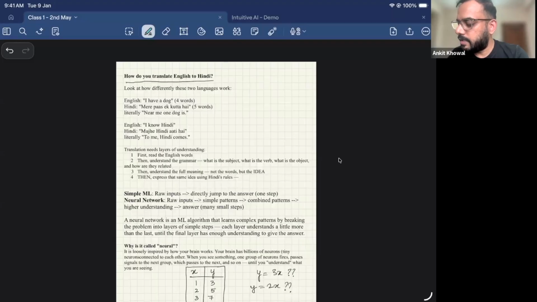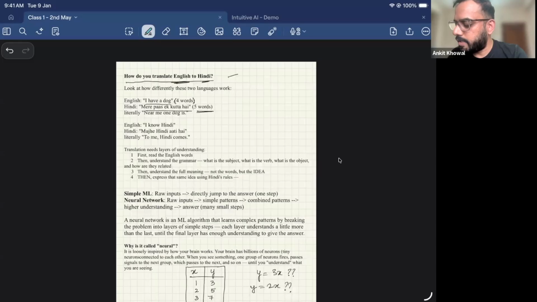Let's say you have a translation service and you have to translate from English to Hindi, okay? Now let's say you have an English sentence, "I have a dog," which is 4 words. Now, if you have to translate to Hindi, it's not that you can do a word to word translation, because the Hindi translation of the same thing is मेरे पास एक कुत्ता है. It is 5 words if you see over here.